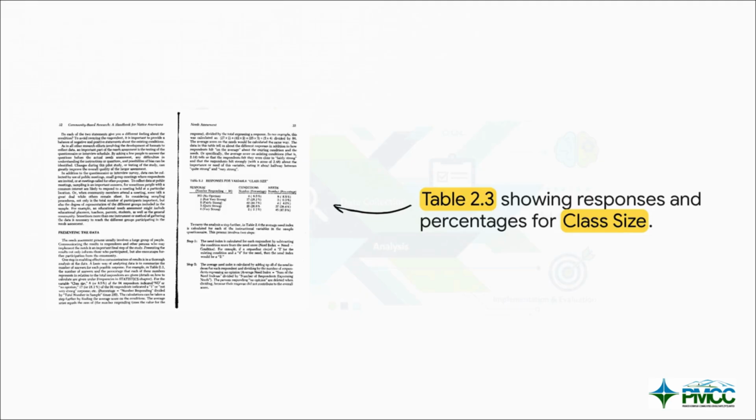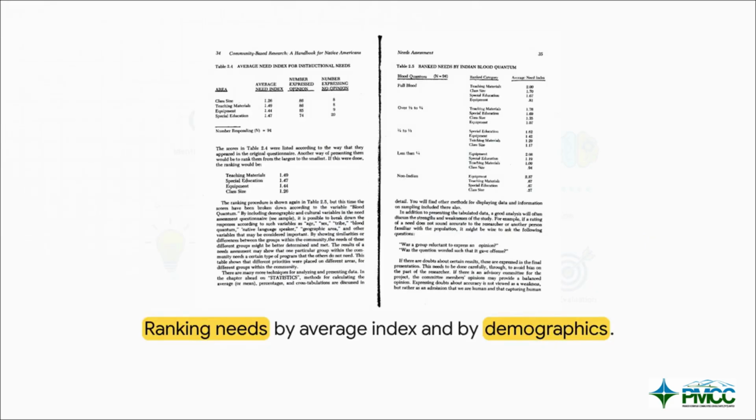Once you've got the need index calculated for every single issue, you can build tables just like these. You rank them from largest to smallest. The issues with the highest index represent the most intensely felt needs in the community. What's also incredibly powerful is breaking these numbers down by demographics. In this specific source's case, they broke it down by Native American blood quantum, but in your projects it could be by age, gender, or geographic region. This shows you instantly if one particular subgroup has a drastically different priority than everybody else. Presenting your data this way gives everyone a factual, objective starting point for deciding where those limited resources actually need to go.